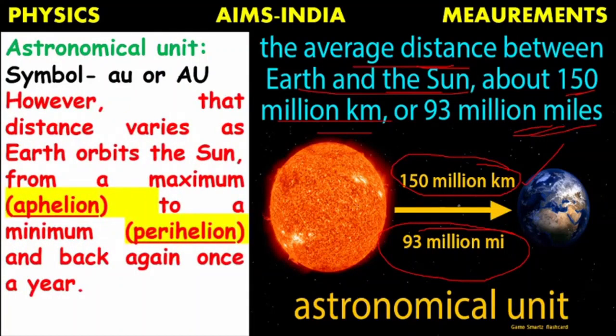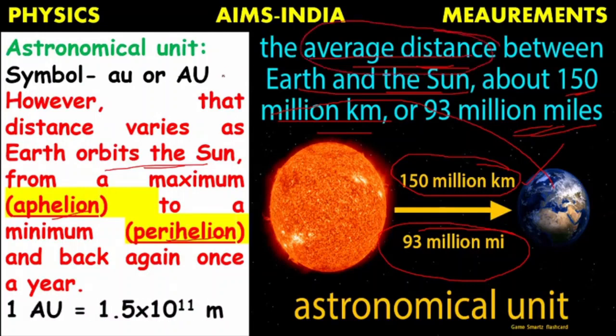But the distance between Sun and Earth is not constant, because the Earth revolves around the Sun in an elliptical orbit. It varies as the Earth orbits around the Sun, from maximum aphelion to perihelion minimum, in 1 year. That's why they have taken the average distance as the basis. So the value of one astronomical unit is 1.5 × 10^11 meters. So it is one more practical unit.